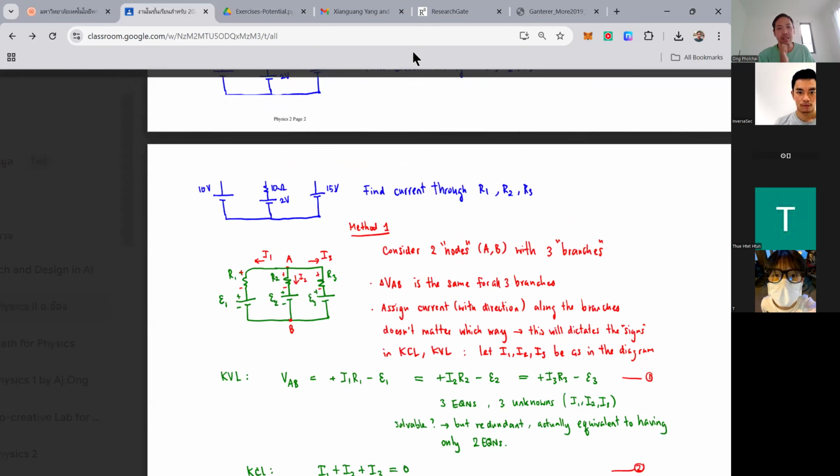So that's it for the circuit. If anybody has any question, I would recommend you go and take a look at this sheet to get a better understanding.